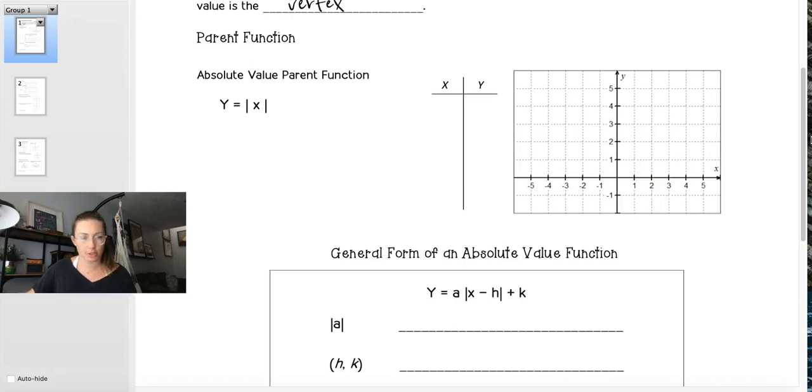So with every function, we have a parent function. That means the most basic it can possibly be. It's not stretched. It's not shifted. It's not moved right or left. It's not reflected. Nothing like that. So for the absolute value function, our most basic function is just y equals absolute value of x. This is called the parent function.